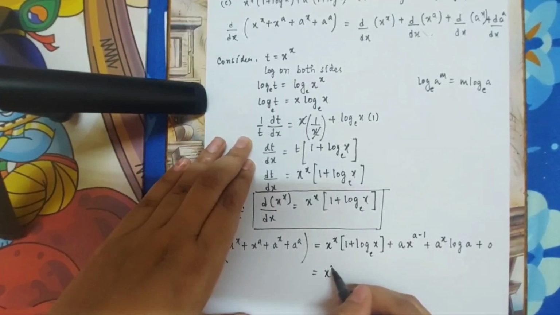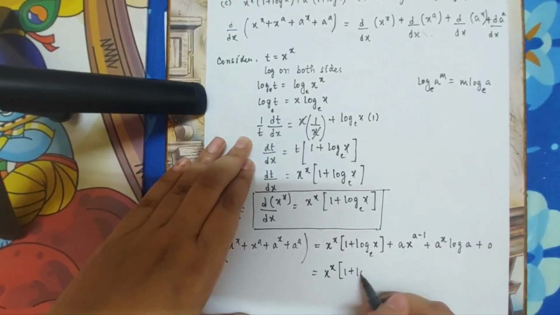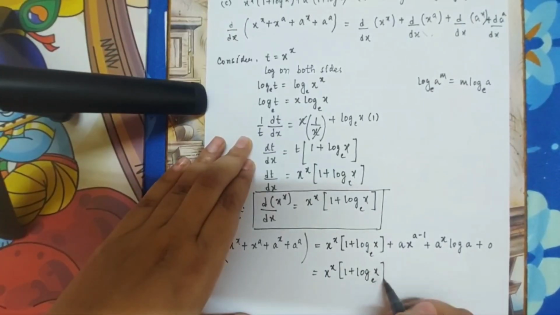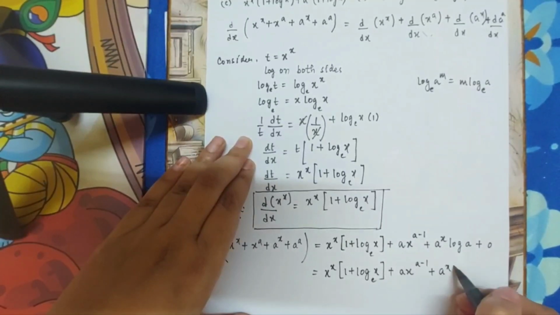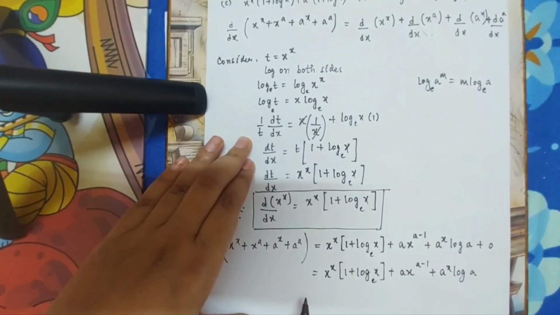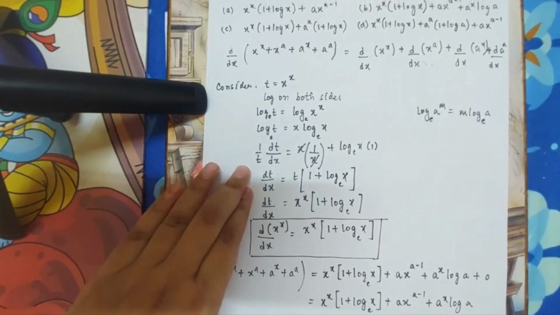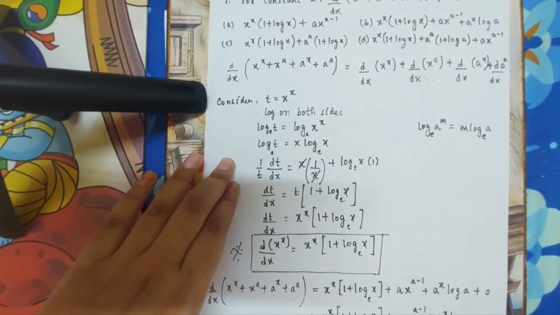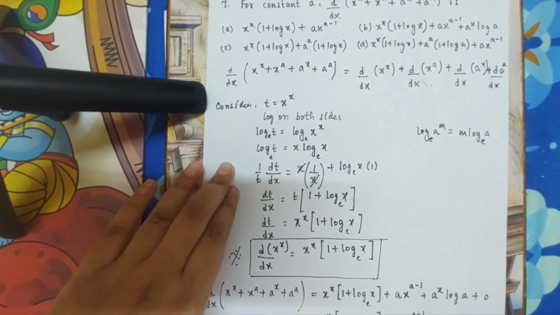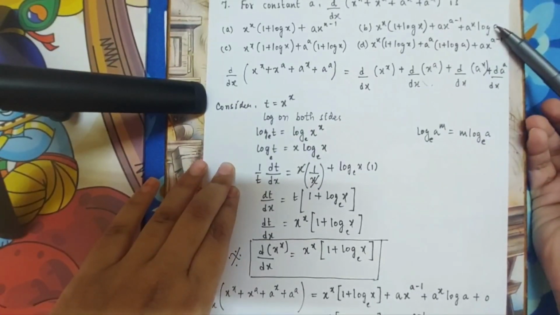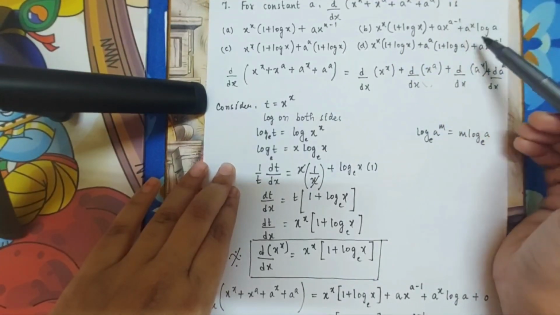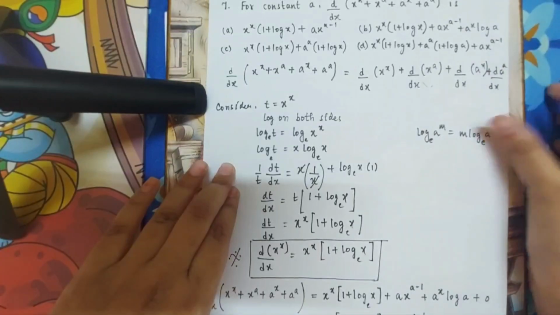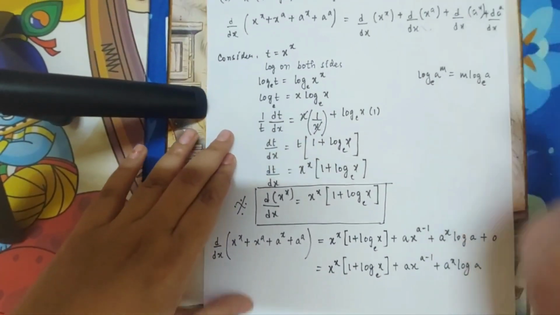So our final answer will be x to the power x into 1 plus log x to base e plus a into x to the power a minus 1 plus a to the power x log a. So this is our final answer. So once we see the options, which will be the right one, so option B is the correct one. x to the power x into 1 plus log x plus a into x to the power a minus 1 plus a to the power x log a. So the option is B.